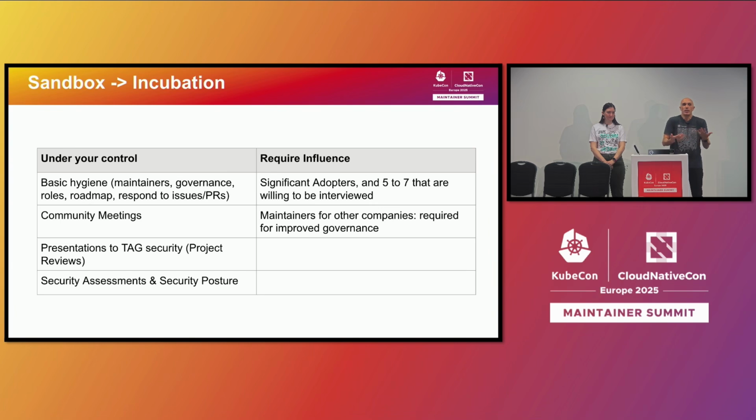The first one is you need people to be using the project. It's obvious, you won't get traction and you won't get to incubation if nobody, or a very small number of people, are using the product. And then from that list, in our case we had about 35 adopters that publicly said they were using the product, you need to pick 5 to 7 that are willing to be interviewed for the use case, so the CNCF can get a better understanding of how it is working.